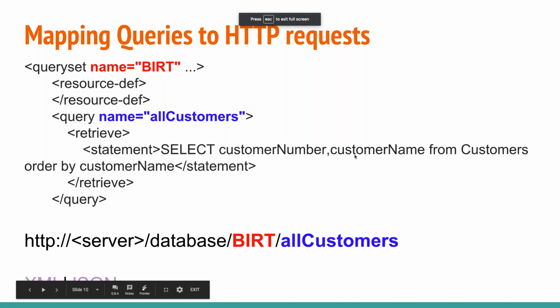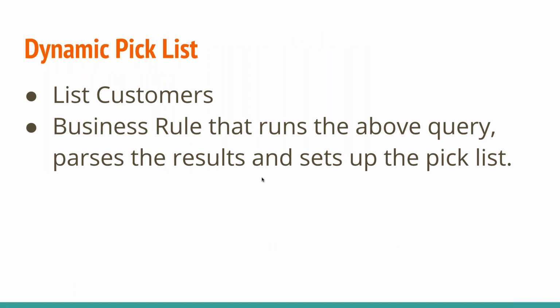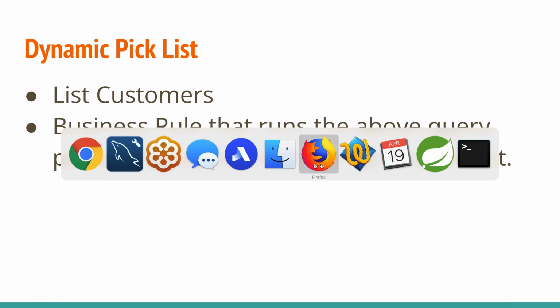Okay, so now that we know how to map these queries to HTTP requests, let's actually create an example. We're going to create a dynamic pick list, and in this pick list, we're going to create a list of customers. So essentially, we're going to create a business rule that runs the above query. The query, since it's running from a business rule, will return JSON. We're going to parse the results, and then in the business rule, set up the pick list. So let's take a look at how that's done here.